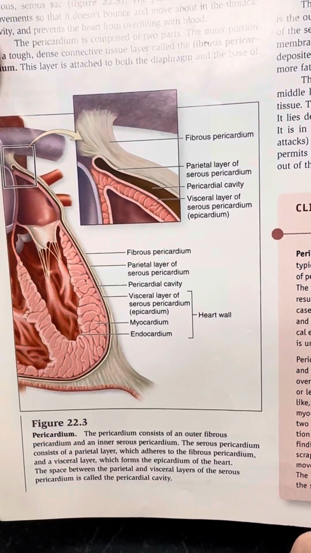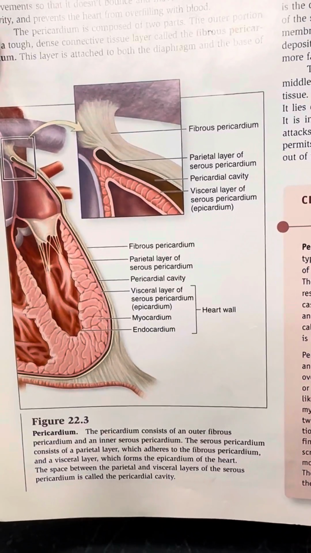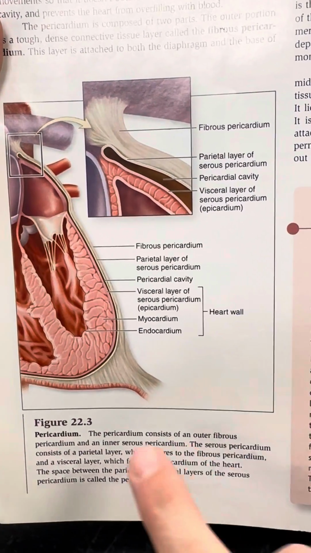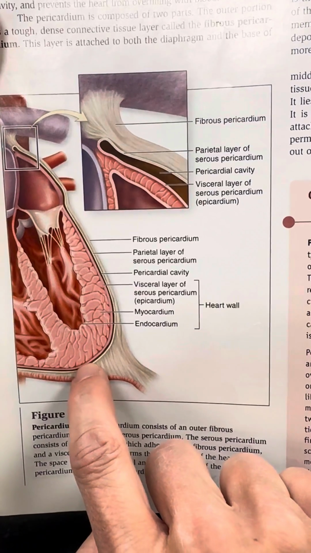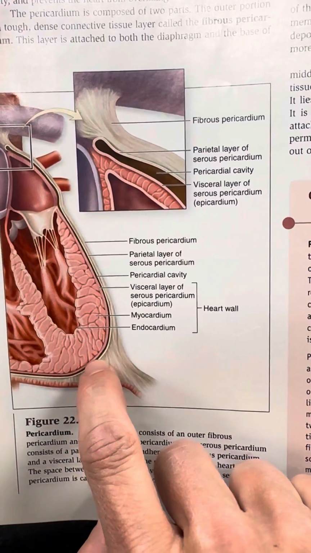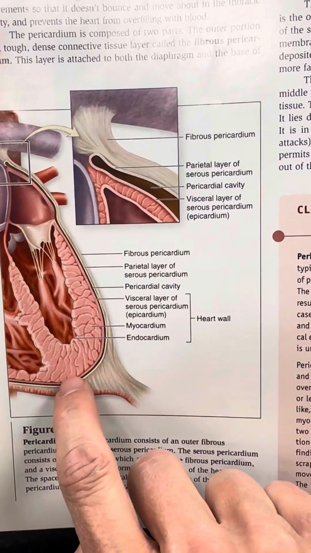Table 9-3, the pericardium. There are many layers that make up the pericardium, which is the sac for the heart. To start easy, right now we have what's called the epicardium. If you see that layer right there, the epicardium is going to hover right on the outside of the heart.